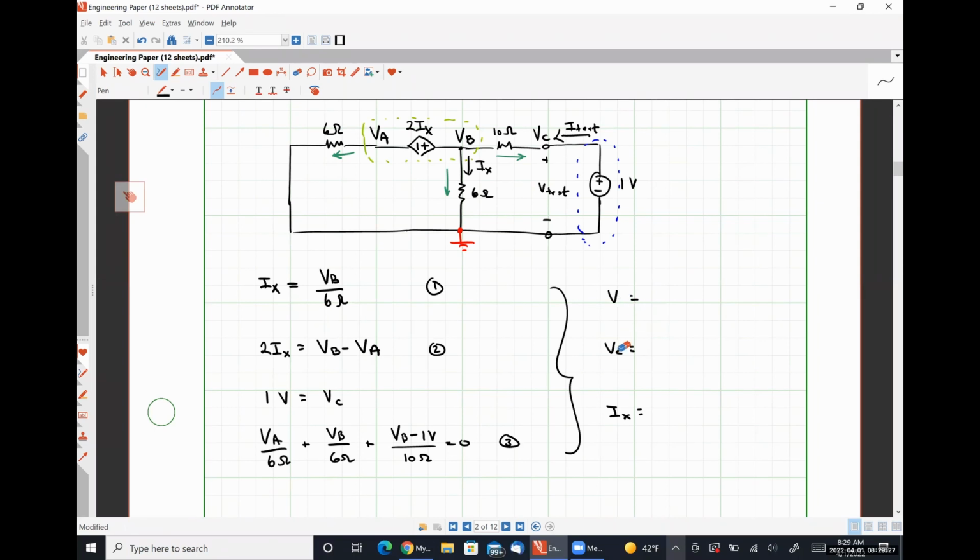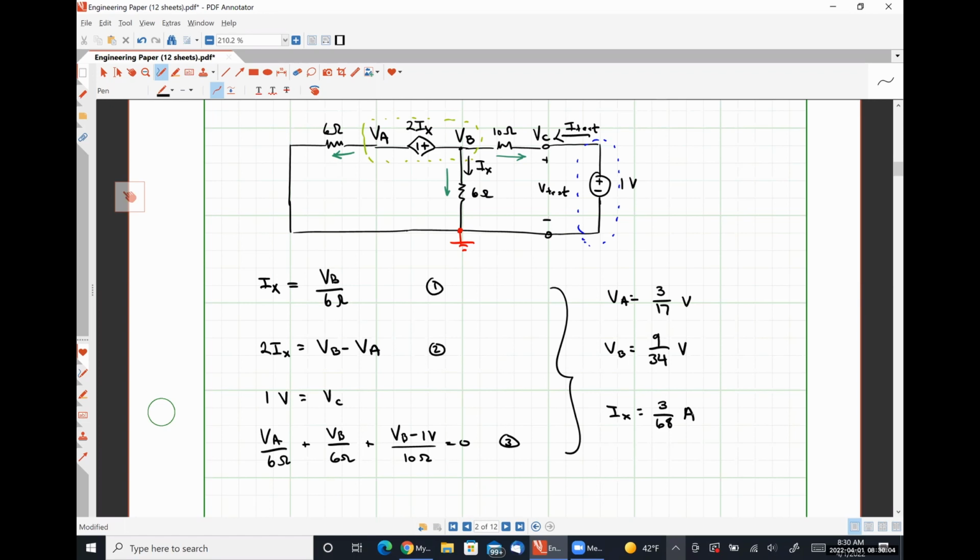I just wrote them down poorly here. That's why I confused myself. My apologies. I get 3/17 of a volt for VA, 9/34 of a volt for VB, and 3/68 of an amp for IX. And just to assuage my fears, I'm going to do this again in my system solver just to make sure I didn't make a mistake.